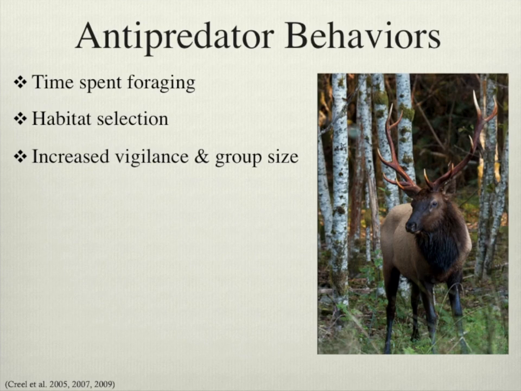We see antipredator behaviors in a number of different ways, but I'm going to tell you about some of the most common. The first is changes in time spent foraging. So they might reduce the amount of time they spent foraging to avoid predators, or forage in a new area altogether to avoid contact. Second is through habitat selection. So they might choose areas that they know are less risky for encounter, or areas that decrease vulnerability so that they can actually maybe be in an open meadow and see a predator coming from far away.